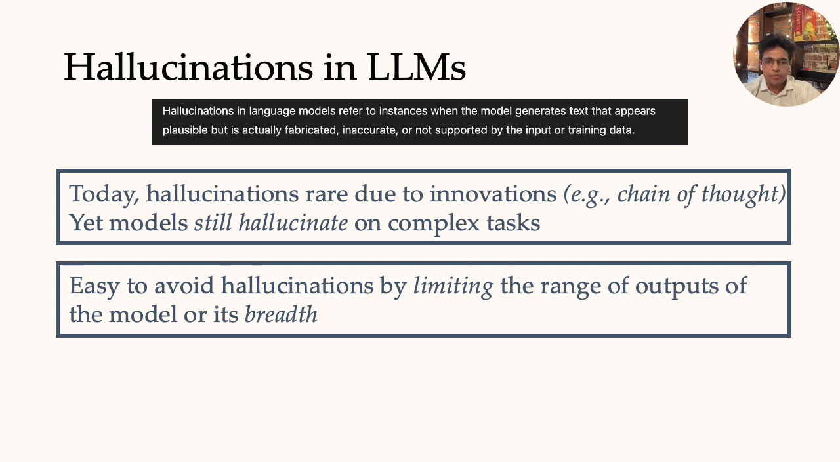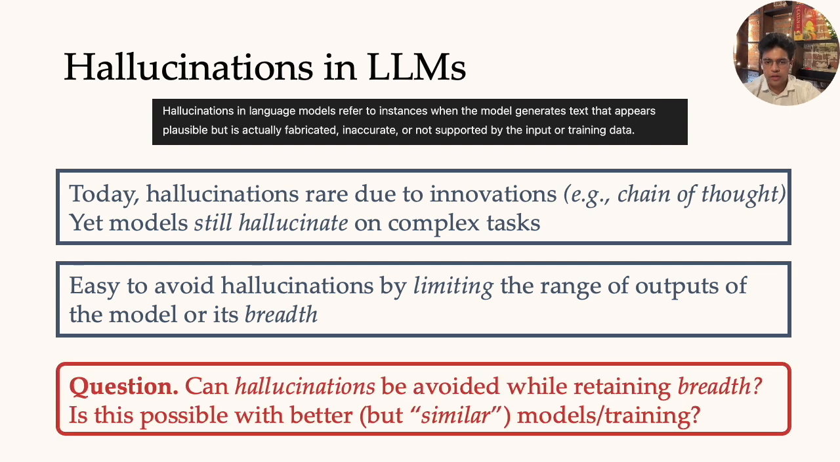At the same time, avoiding hallucinations is an easy task. One can simply do it by limiting the range of outputs that the model can generate. This brings us to the main question studied in this work. At a high level, we ask, can hallucinations be avoided in LLMs while retaining their breadth? And is this possible by simply scaling the existing models and training sets?